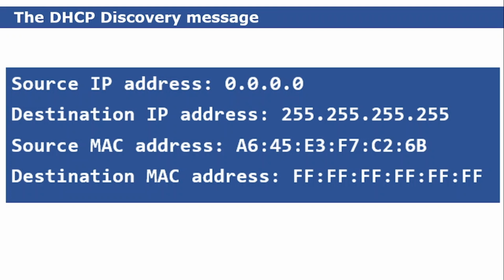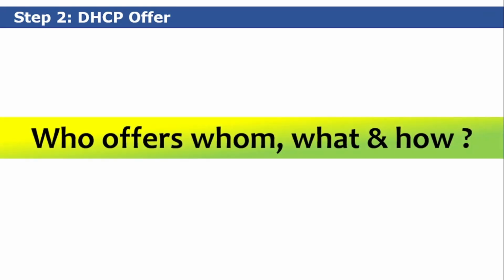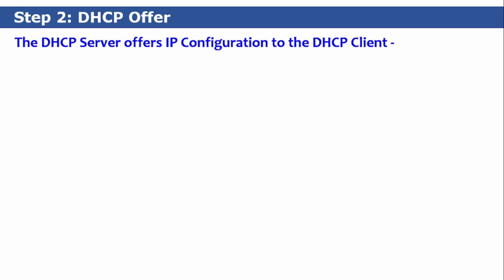So let's move on. Step number 2, DHCP offer. Now the client's task is over. Now the ball is in the court of the DHCP server. So the next question is, who offers whom, what, and how? The answer is, the DHCP server offers IP configuration to the DHCP client.